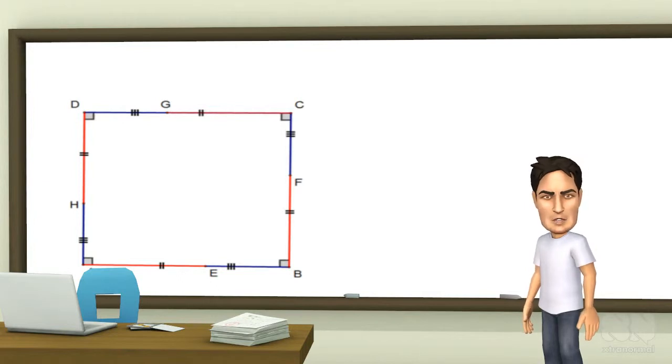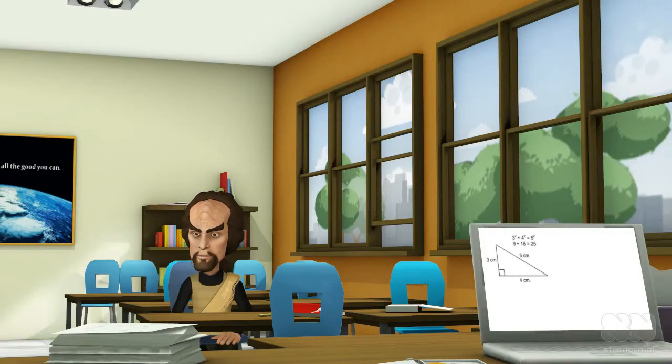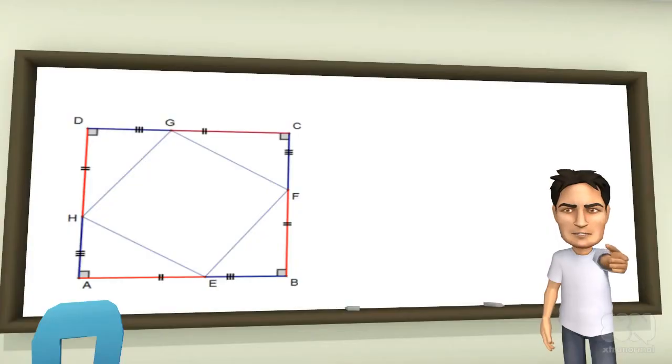Now let's connect the 4 new points with segments. We now have a new quadrilateral, EFGH, and 4 right triangles. Do you see them, Zorg? Yes, I do. What do we know about the right triangles? They are all congruent by the side, angle, side postulate for triangle congruence. Brilliant once again.